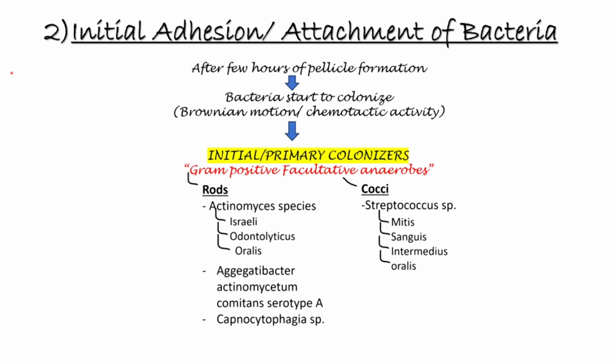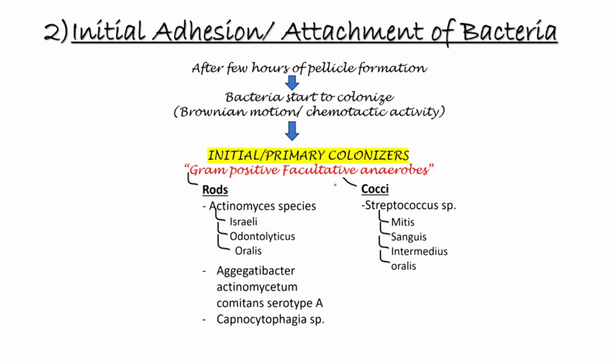Let's see the second step: initial adhesion and attachment of bacteria. A few hours after pellicle formation, bacteria start to colonize by Brownian motion or chemotactic activity. Brownian motion means they come based on the concentration of bacteria or substances available. It's a kind of diffusion. Chemotactic activity: there are certain chemicals in the oral cavity that attract certain bacteria.